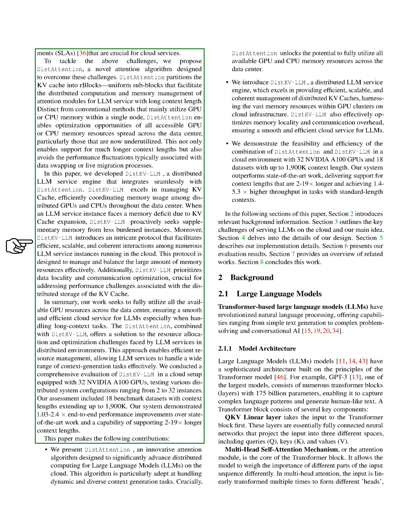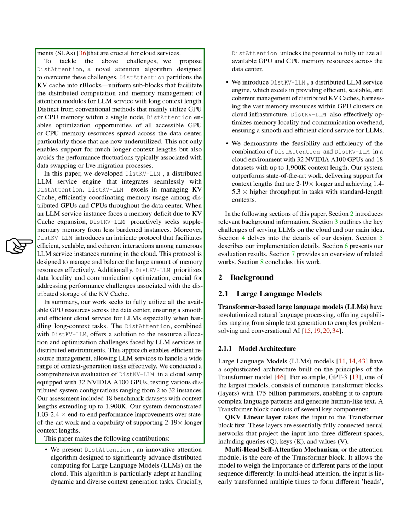DistKV-LLM is great at managing KV cache, efficiently coordinating memory usage among distributed GPUs and CPUs across the data center. When an LLM service instance runs out of memory due to KV cache expansion, DistKV-LLM proactively looks for extra memory from less burdened instances. Moreover, DistKV-LLM introduces a complex protocol that allows for efficient, scalable, and coherent interactions among many LLM service instances running in the cloud.